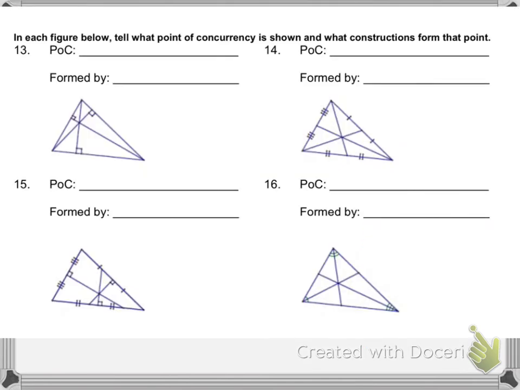All right, these four, the way these will look on the test is basically like this, and we will just give you a word bank and ask you to identify the point of concurrency. So this says, in each figure, tell what point of concurrency is shown and what constructions form that point. When I'm looking at 13, I see 3 perpendicular lines drawn from vertices, which means these are altitudes. So those are formed by altitudes.